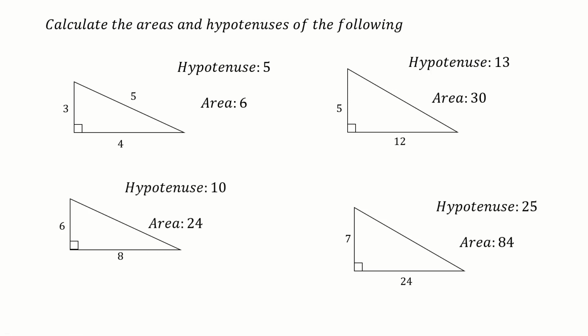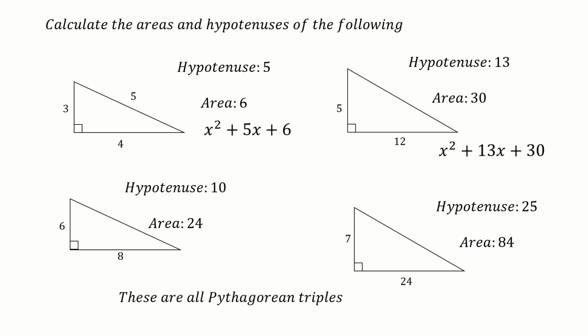And I think some of you will have immediately noticed what's happening here. Because 5 and 6, 13 and 30, 10 and 24, if I use those numbers and put them in the right places in the quadratics, I think we get the 3 quadratics that we were just looking at, that factorize. By the way, these are called Pythagorean triples because all the numbers are integers. That doesn't always happen on right angle triangles, of course. 1, 1, root 2, for instance.